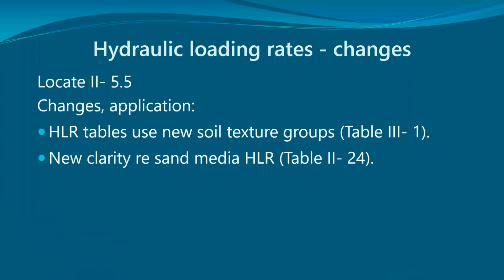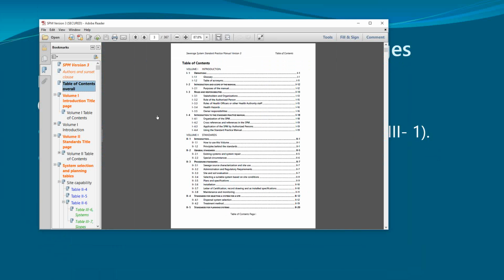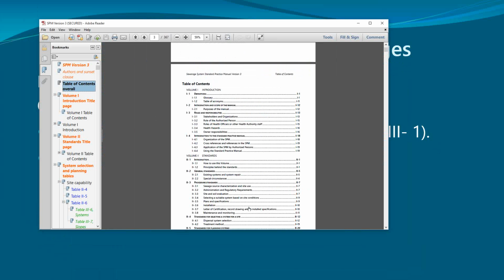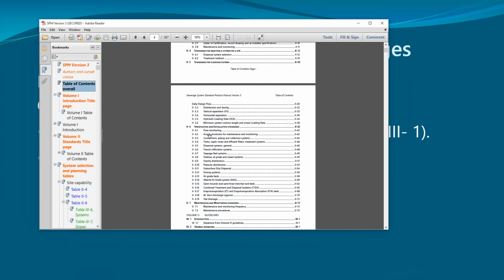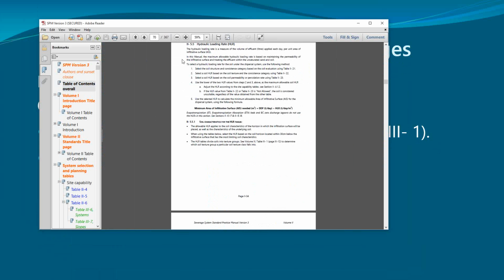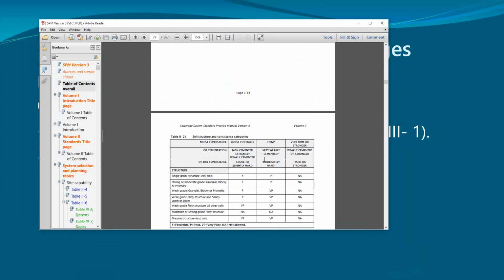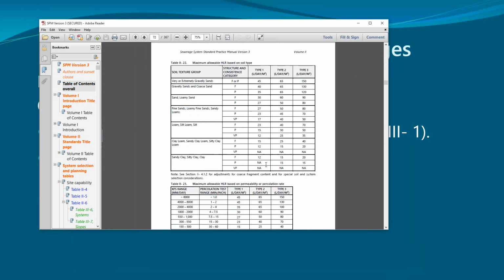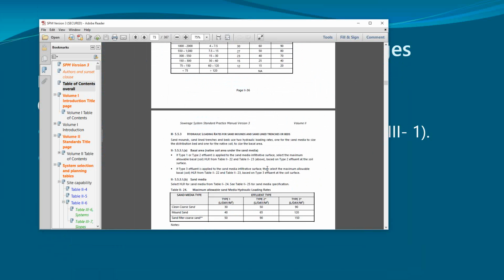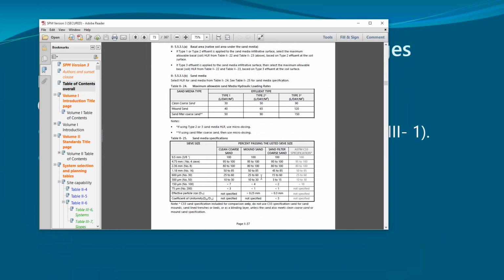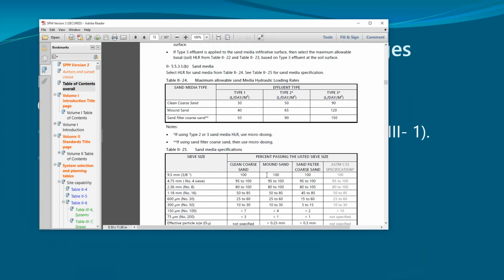Another change is new clarity regarding sand media loading, table 2.24. Let's see if I have any more luck at all with that. Table 2.24, sand loading. It'll be in here. Volume 2, section 5. Sand loading is there. Table 2.24. What do I want to say about it?